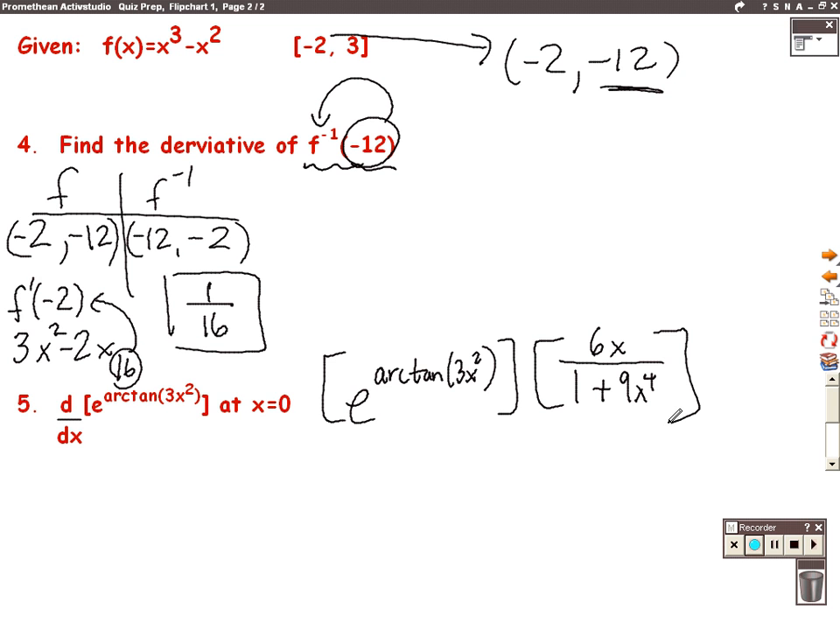substitute 0. So when you substitute 0, the arctangent of 0 is 0, so you have e to the 0. When you substitute 0 into the second function, you get 0. E to the 0 is 1. 1 times 0 is 0.